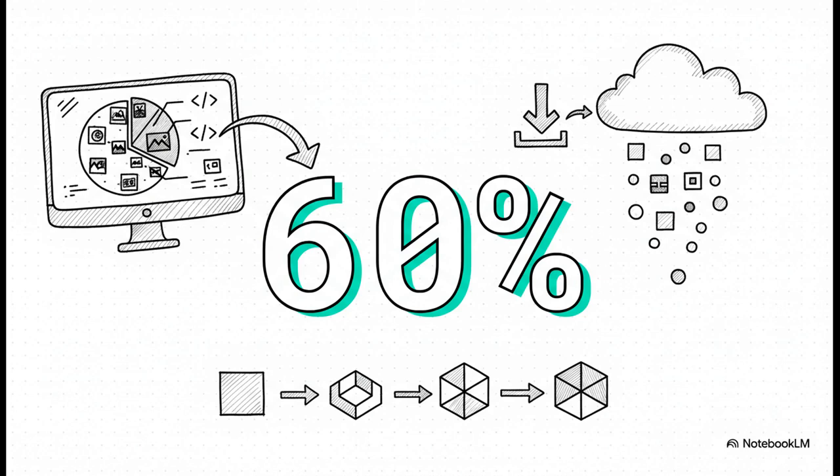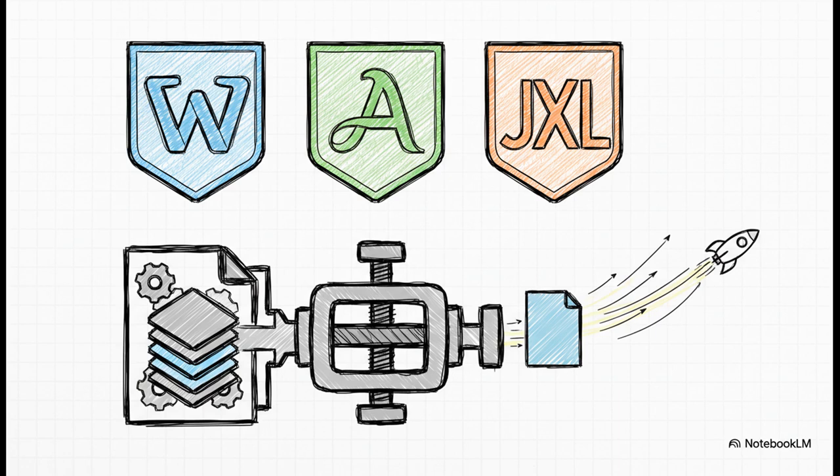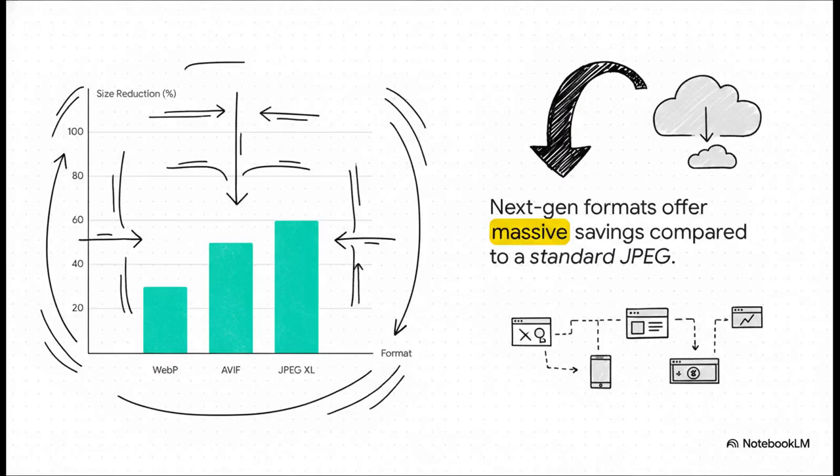So naturally, we needed some new heroes. Enter the next-gen contenders: Google's WebP, the super-efficient AVIF, and the powerful JPEG XL. Their one big mission? To deliver that amazing quality you expect, but at a tiny fraction of the file size. They pull this off by using way more advanced tricks, borrowing ideas from modern video compression to make the web feel fast again.